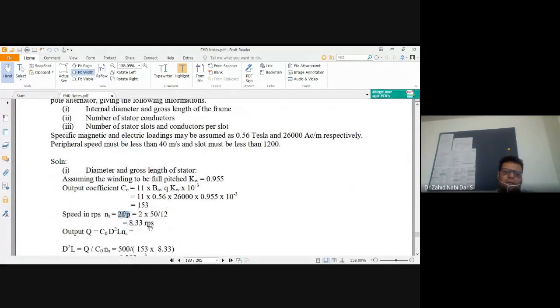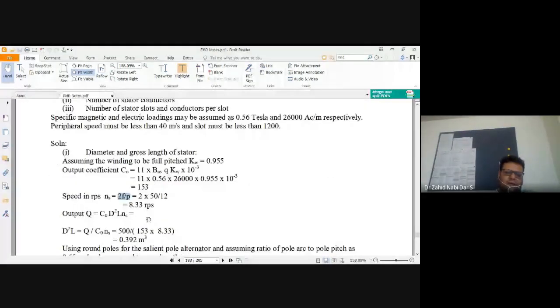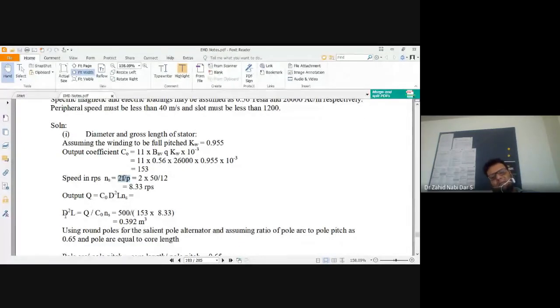This is rps. Now your Q value 500 is given. Q is equal to C naught D square L into Ns. So Ns you know, C naught you know, Q you know, so D square L is equal to Q by C naught Ns. So you get the value, D is in meter, so meter square, L length is in meter, so it is meter cube. So here D square L would be 0.392 meter cube.